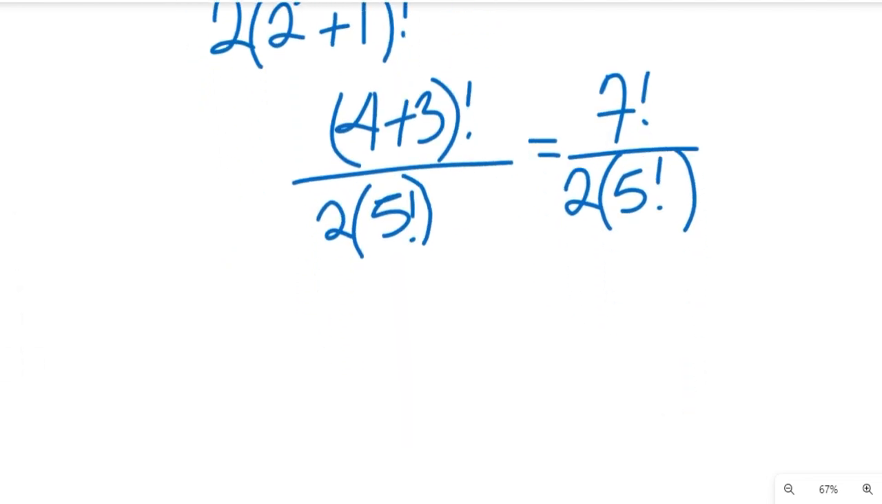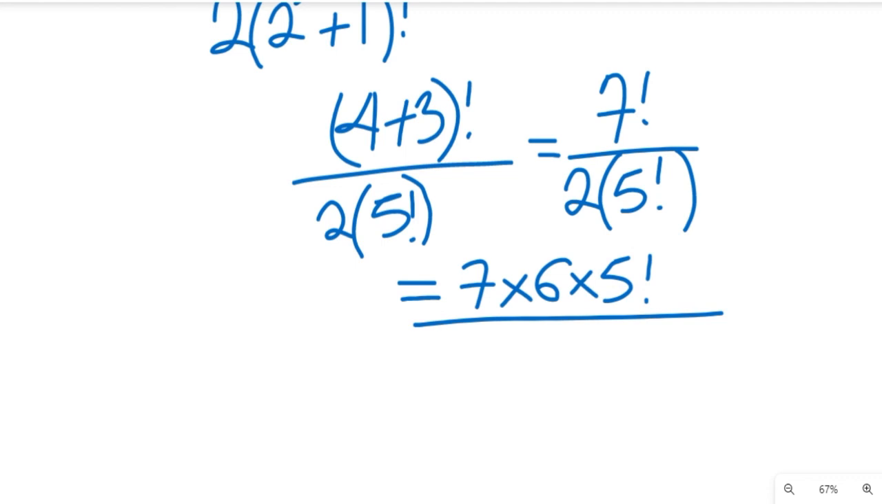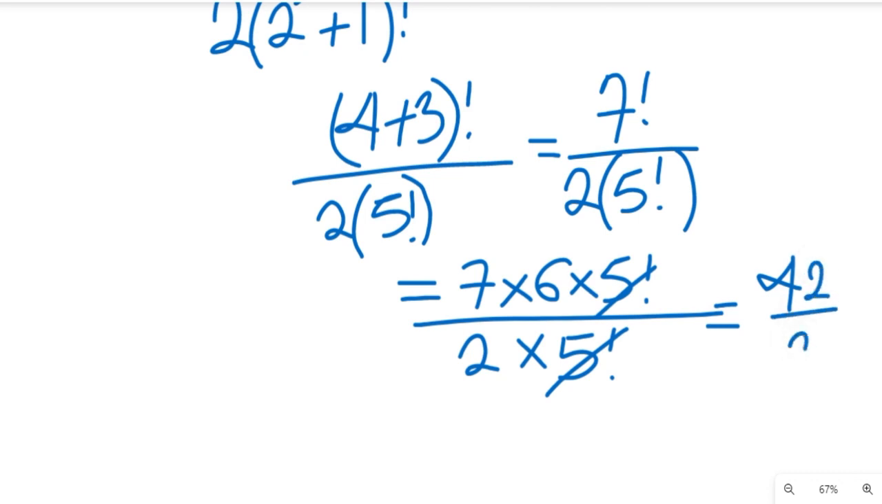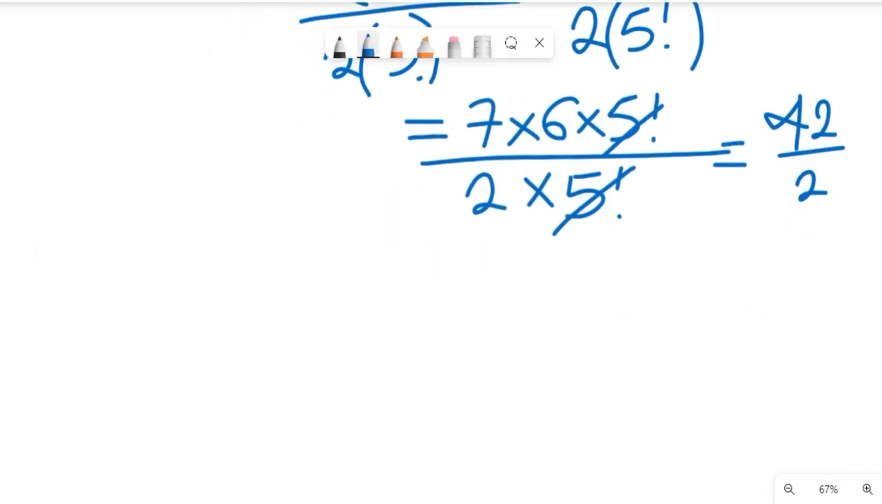So if we apply factorial, which is the product of whole numbers from a chosen number down to 1, that whole expression will give us 7 times 6 times 5 factorial, because that will be the last part we're going to end. It's still continuous. And then we'll have 2 multiplied by 5 factorial. So this 5 factorial can clear the 5 factorial. We'll be left with 7 times 6. And 7 times 6 will give us 42 divided by 2. 42 divided by 2 will be equal to 21.